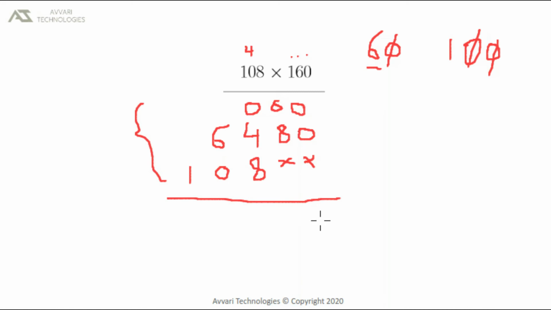0 plus 0 plus 0 is 0. 0 plus 8 plus 0 is 8. 0 plus 4 plus 8 is 12, with 1 carryover. 6 plus 0 plus 1 carryover is 7. Finally 1, since we do not have any carryovers, we will write the number as it is. The product of 108 into 160 is 17,280. This means we have 17,280 trees in the forest.